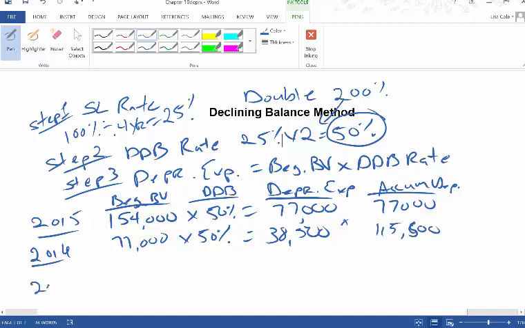And so in 2017, my beginning book value, remember book value is cost of $154,000 minus the accumulated depreciation, is $38,500. Once again, I multiply that times my 50%, and I get $19,250. And when I take the $19,250 and add it to my previous accumulated depreciation of $115,500, I get $134,750.